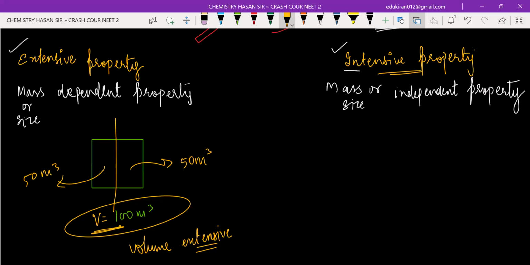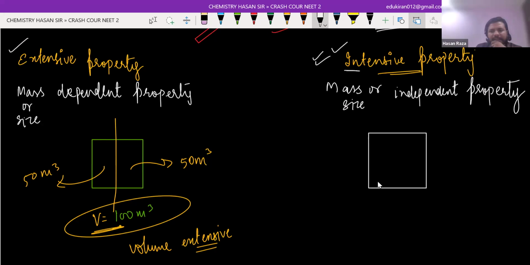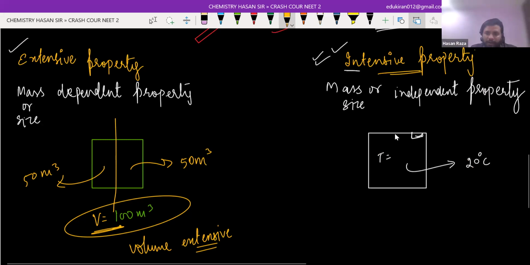Now, let's take an example of an intensive property. Let's say this is the same class in which you all are sitting. Here there is an AC which maintains the temperature of the class at 20 degrees centigrade. Now I just came and drew a line, or there is a curtain, a parda. I just divided this class into two parts.